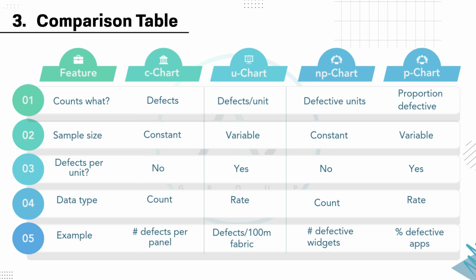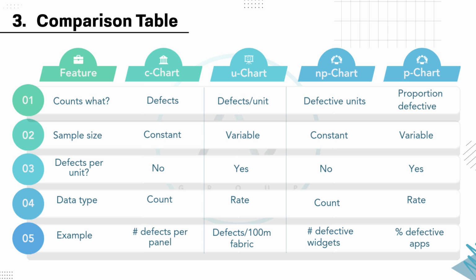Row 2. Sample size. C chart and NP chart require a constant sample size. U chart and P chart can handle variable sample sizes. Row 3. Defects per unit. If your analysis involves defects per unit, go with U chart or P chart. For just counting defects or defectives, choose C chart or NP chart. Row 4. Data type. C chart and NP chart deal with counts. U chart and P chart are based on rates or proportions.